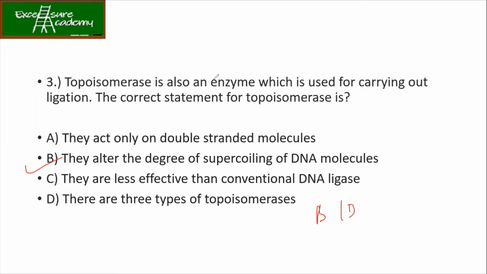Very good. See, topoisomerase is also for ligation. Why? Because first it is breaking the strand and then it is ligating. They act only on double stranded? No. Why? Because it only says topoisomerase, it does not mention whether it is type 1 or 2. So that's why you cannot take this. Then, they are less effective than conventional DNA ligase. Nothing like that. Three types of topoisomerase, not that either. You have many types of topoisomerase. If you see the classification, within type 1 there are many types, type 1A and so on. Then in topoisomerase 2 you will have topoisomerase 2A, 2B. But since it is not required, and I have never seen any questions like that, I have not taken it. Whatever is useful, I have taken.